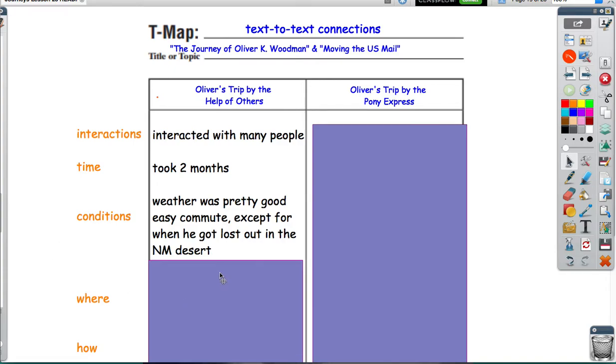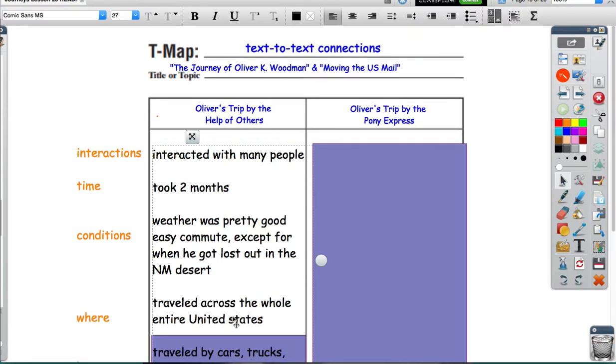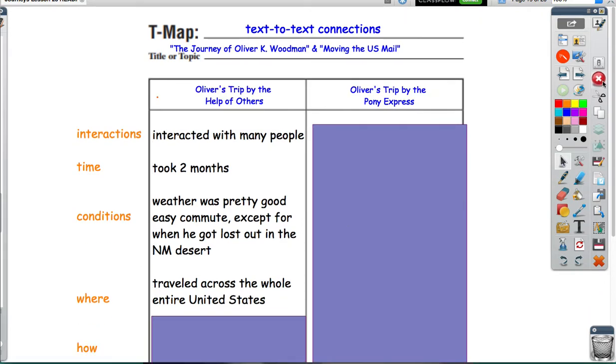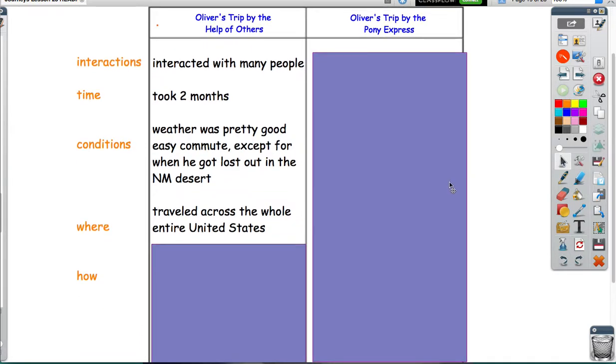All right, guys, he basically covered almost the entire United States. He was traveling west and passed through many states, but overall he traveled across the whole entire United States. And I have a typo. There we go. Capital letters for proper nouns, right, guys? Now tell me how he traveled. Did he skip all the way across? Go ahead, pause the video and add that down.